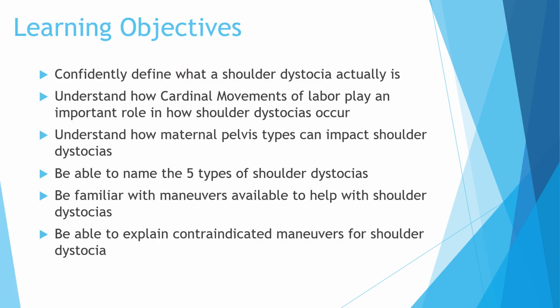So learning objectives: confidently define what a shoulder dystocia actually is, understand how cardinal movements of labor play an important role in how a shoulder dystocia occurs, understanding how maternal pelvic types can affect a shoulder dystocia. Pelvimetry is a lost art with midwives, but it does give you some benefits in the back of your mind to know what positions to offer, what ways to help prevent a shoulder dystocia. Be able to name the 5 types of shoulder dystocias, be familiar with the maneuvers available to help with shoulder dystocias, be able to explain contraindications to certain maneuvers.